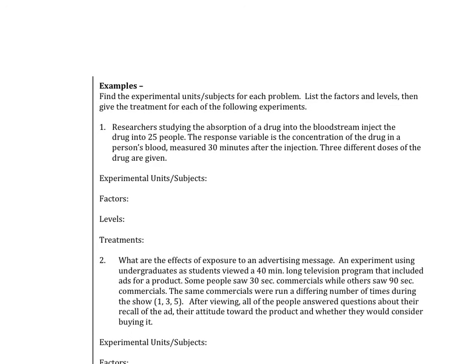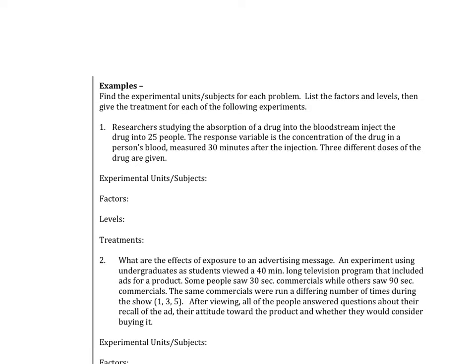So if you look at example 1, it says find the experimental units, subjects for each problem, list the factors and levels, and then give the treatment for each of the following experiments. So researchers study the absorption of a drug into the bloodstream, inject the drug into 25 people. The response variable is the concentration of the drug in the person's bloodstream measured 30 minutes after the injection. So you got 25 people, they're injecting a drug, and they want to see what is the concentration of that drug in the bloodstream 30 minutes after injection. 3 different doses of the drug are given.